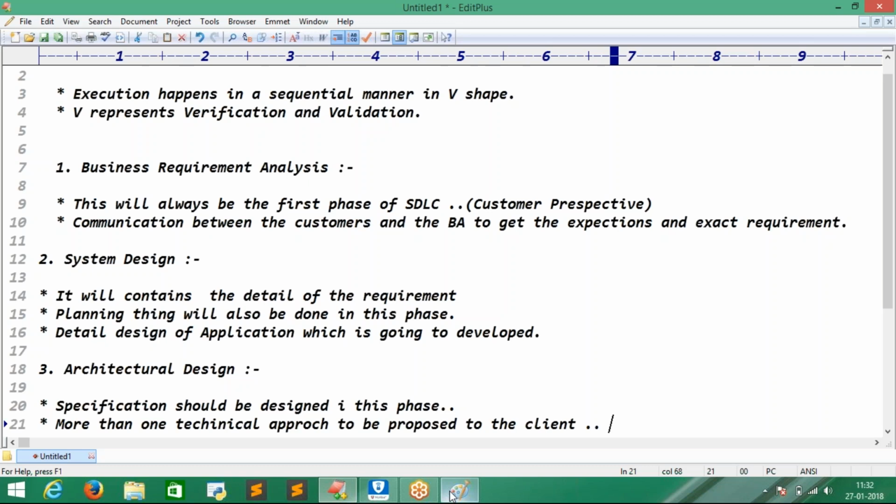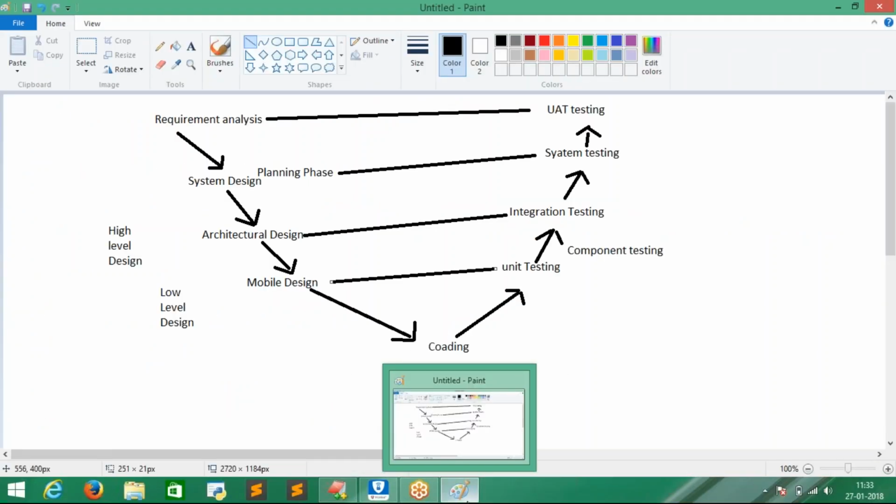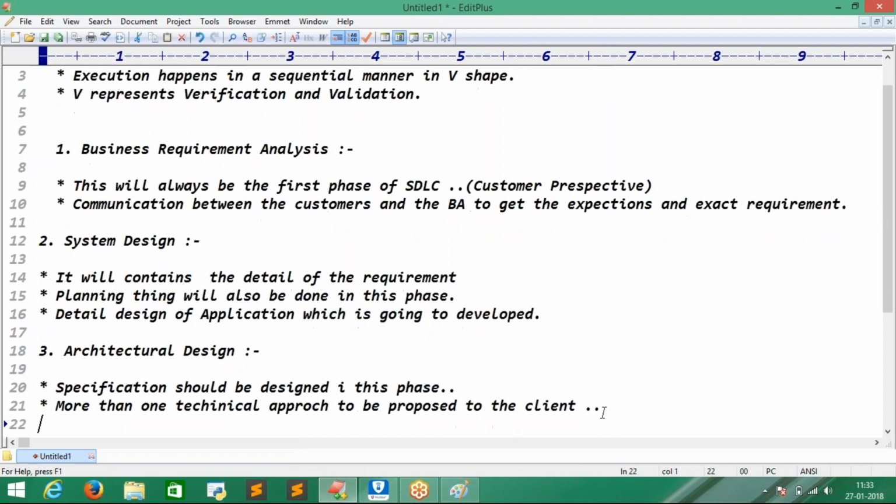And the customer will also say that you're taking an extra 5 months, so totally 10 months to make one thing. That is not correct, right? That's why more than one technical approach should be proposed to the client. Getting my point, guys? That is why you need architectural design. Clear? Now next, I told you that architectural design is also known as high level design.